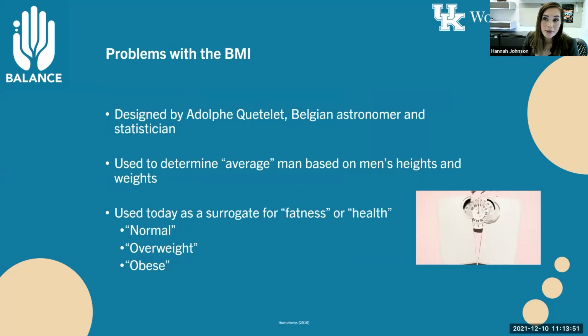The problems with the BMI. So I always say that the BMI is BS because it really wasn't designed for what we use it for. It was designed by a Belgian astronomer and statistician, so not a healthcare provider, to determine the average man based on men's heights and weights. So it was used as a population average for white men.